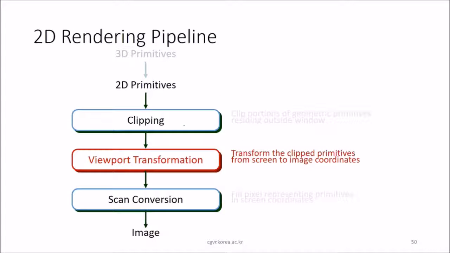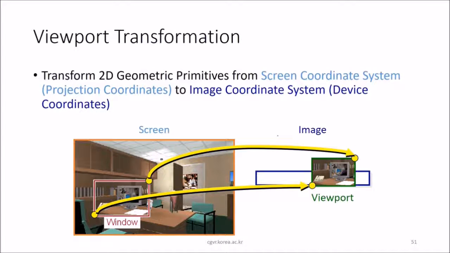So in this clipping we have seen these are the simple ones, I'm not going into the deep explanation. Then we come to the viewport transformation, that is, transform the clipped primitives from screen to image coordinates. View transformation is transforming these 2D geometric primitives from the screen coordinate system, that is the projected coordinates, to our image coordinate system, that is the device coordinate.